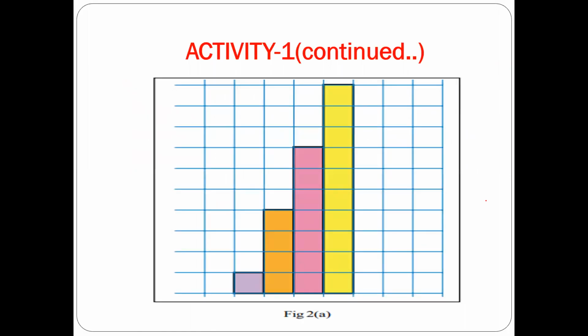First paper: width is 1 centimeter and height is also 1 centimeter. Here the width is 1 centimeter and the length is 4 centimeter. Here the width is 1 centimeter and the length is 7 centimeter. Here the width is 1 centimeter and the length is 10 centimeter.